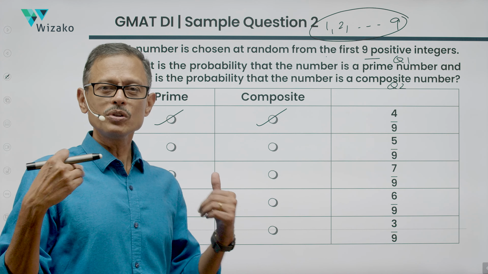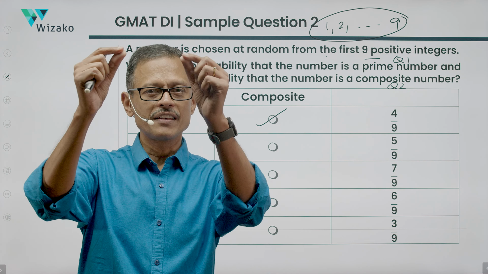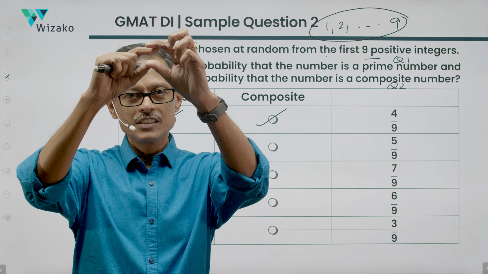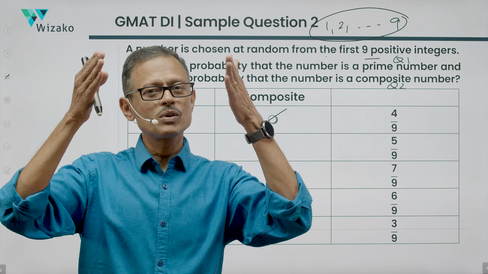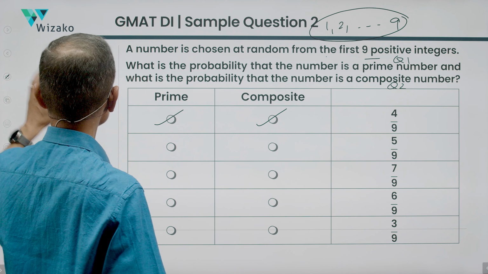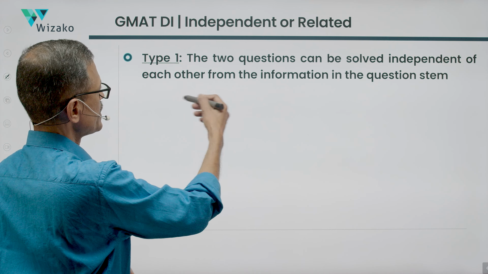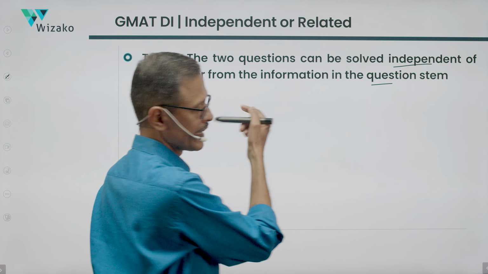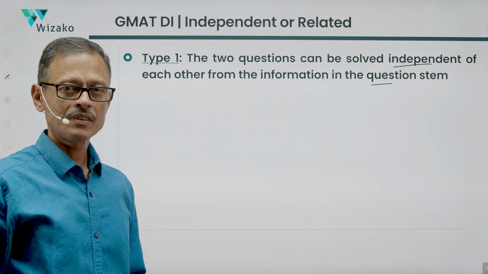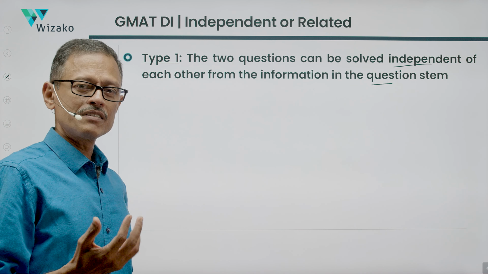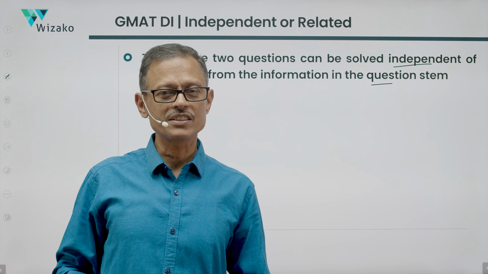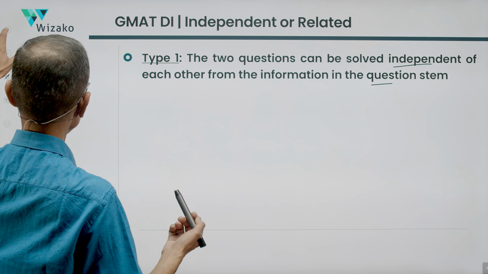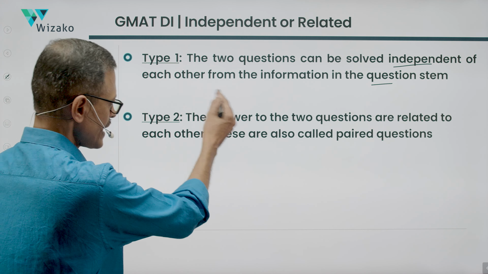So essentially, both these parts drew information from the first part, the key information, the scenario presented to us. And each one was answered independently, right? So one question type is basically that these two parts can be solved independently, as it happened in the previous example. The second one is a case where the answer to one part is dependent on the value that you get for the second part. These are called related or paired ones. We'll look at an example for this as well to understand what I mean by that.